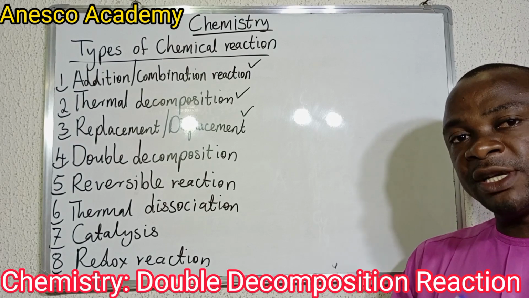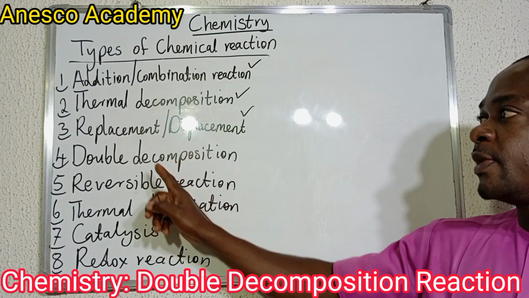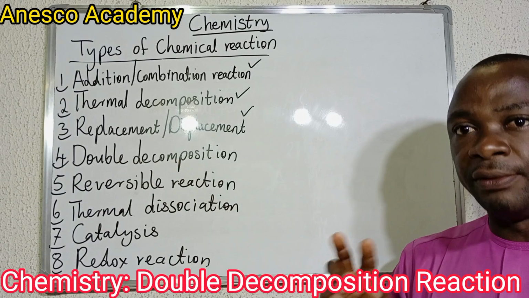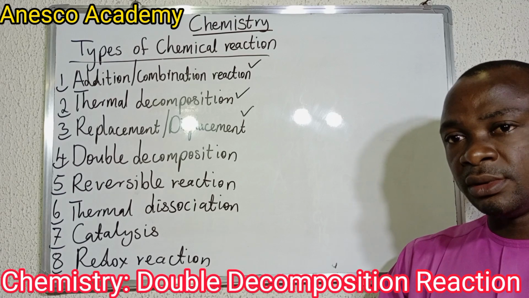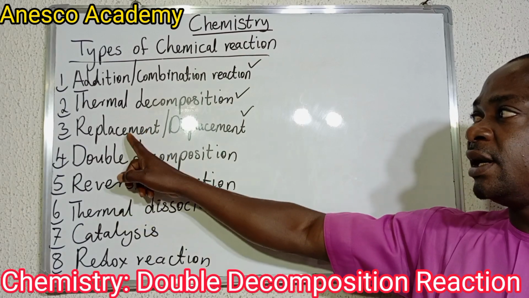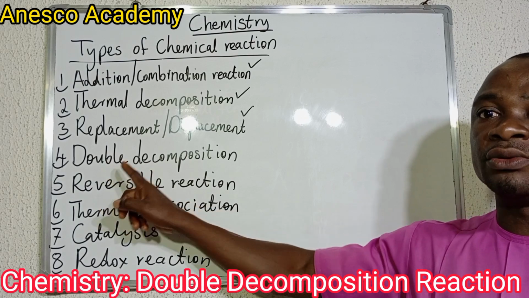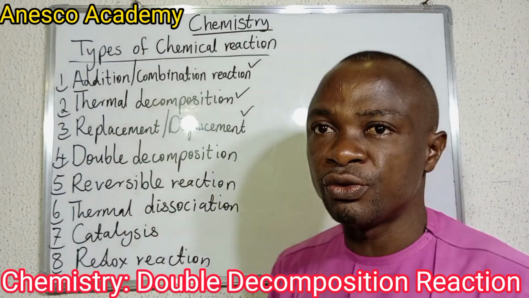That is, replacement of an element from a compound is called what reaction? Replacement reaction. Then double decomposition is where two compounds react to form two new compounds by exchange of what ion? The difference between this and this is that elements react with a compound, but here compound reacts with another compound. All right, there is going to be exchange of ions.